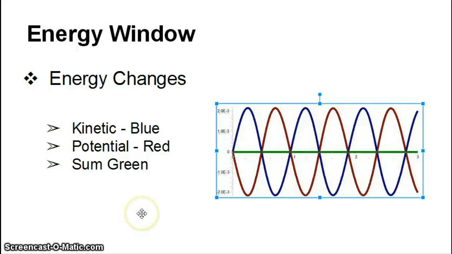The changes in energy are shown here. The sum of the energies is shown by the green line, which is 0, which verifies the energy principle.